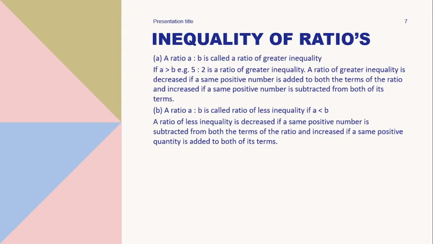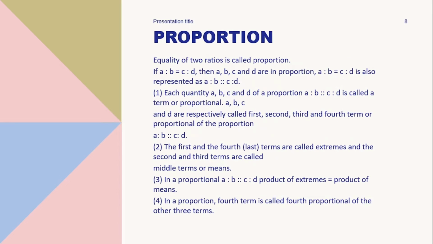Okay, let's go for the next. Proportion, it's very important. So what is proportion? It is the equality of two ratios. That is, we can say that a by b equals c by d. This is called proportion. Here also it is said that a is to b equals c is to d. This is called proportion. So I can also write it as a is to b equals c is to d.